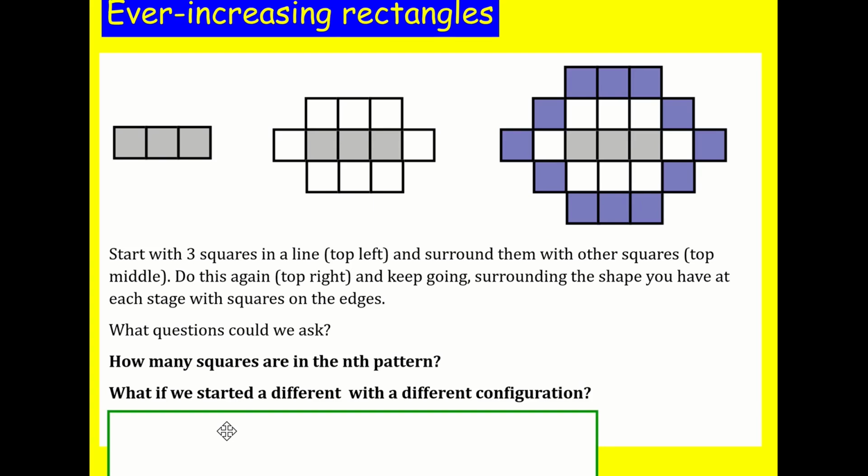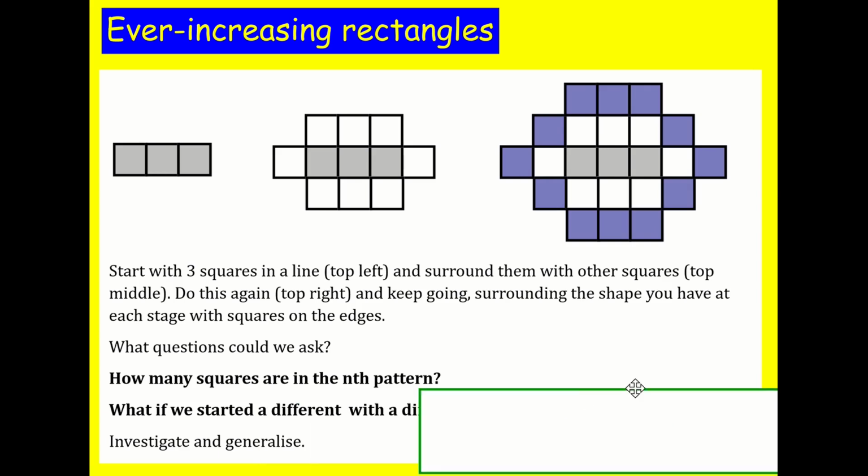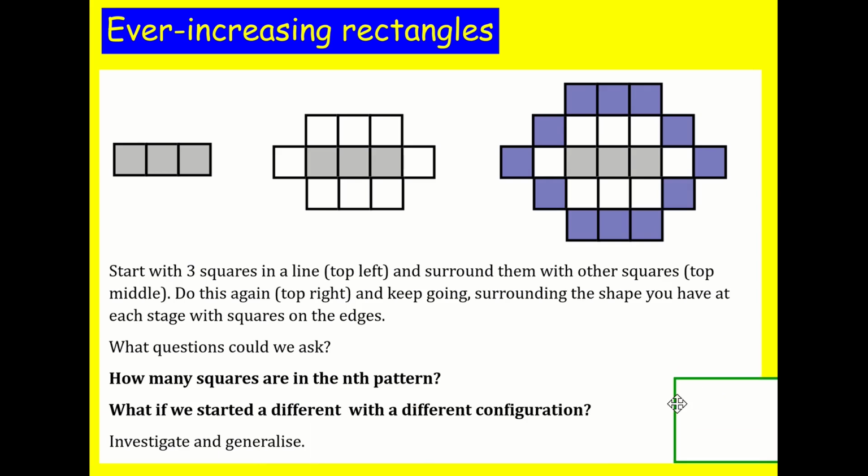Or how about this one? What if we start with a different configuration? I've just chosen 3 by 1, but we could go with maybe 2 by 1, or maybe 2 by 2. We could start with a square, or 4 by 3, for example. Is 4 by 3 going to be the same as 3 by 4? That's another question. So what I want you to do is pause the video, investigate, and generalize.